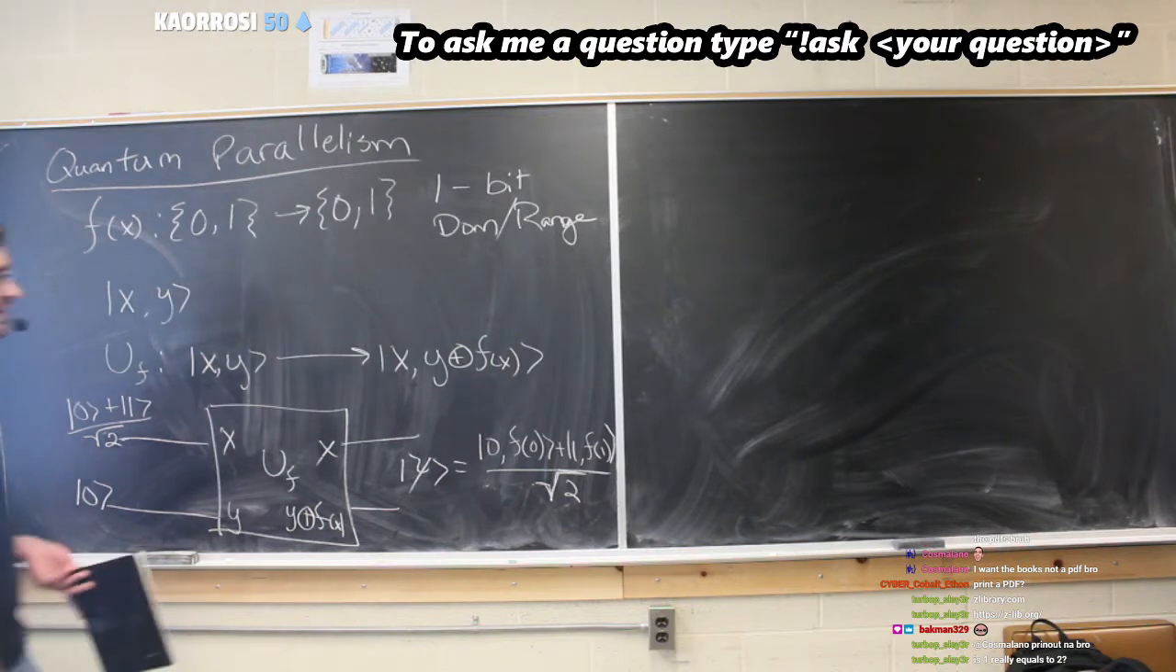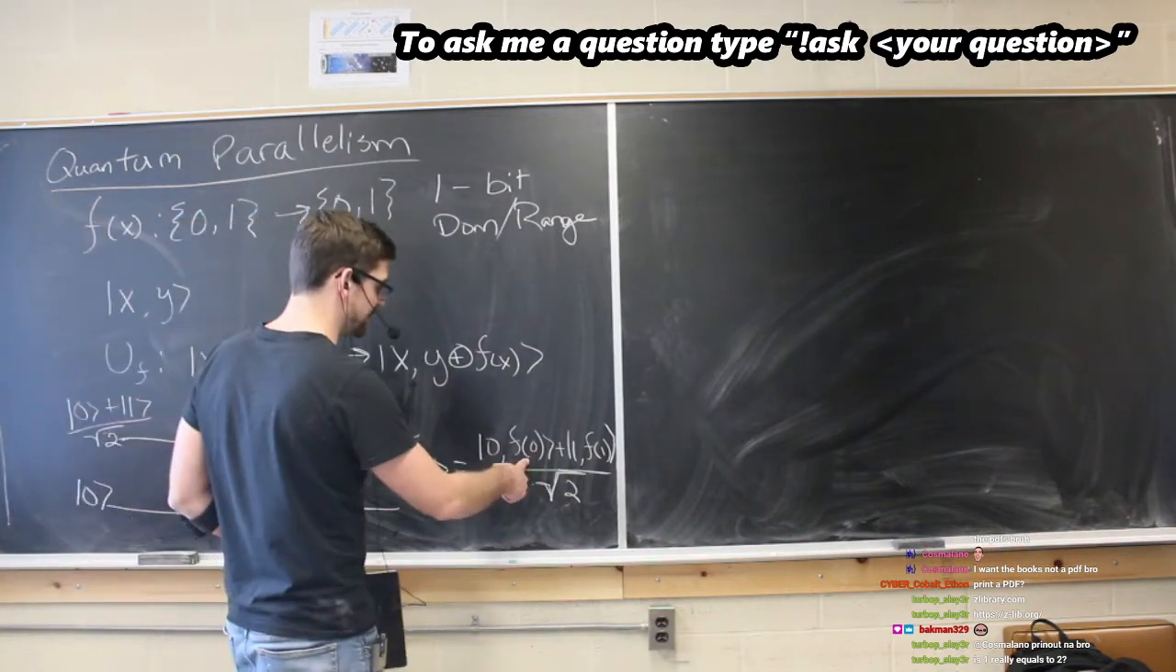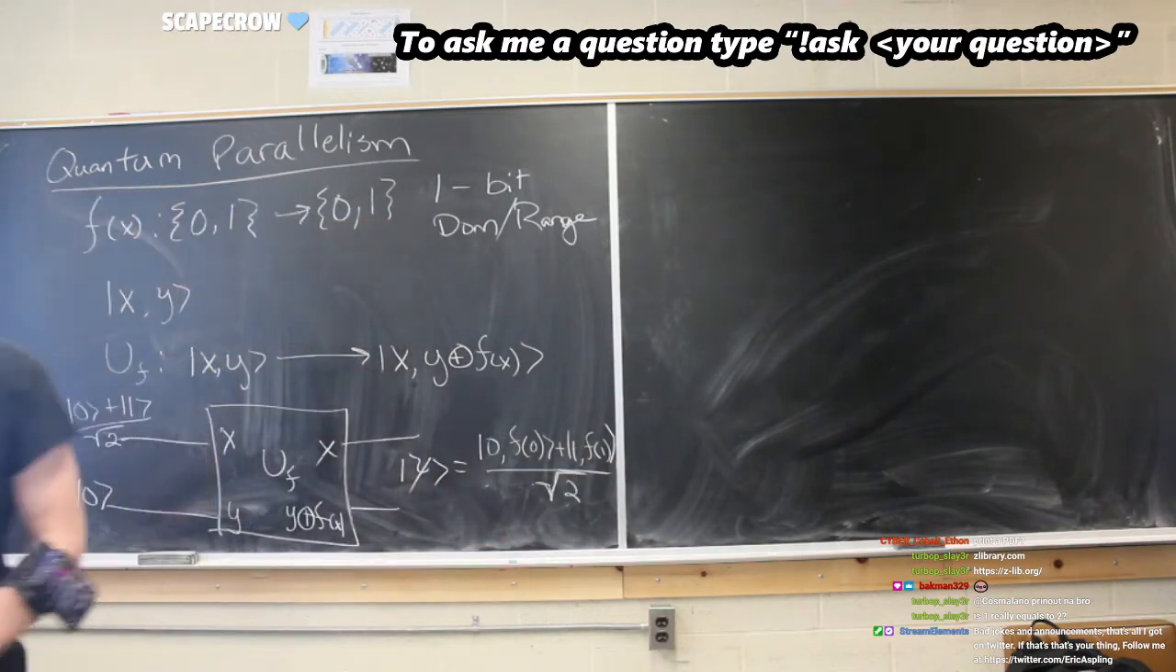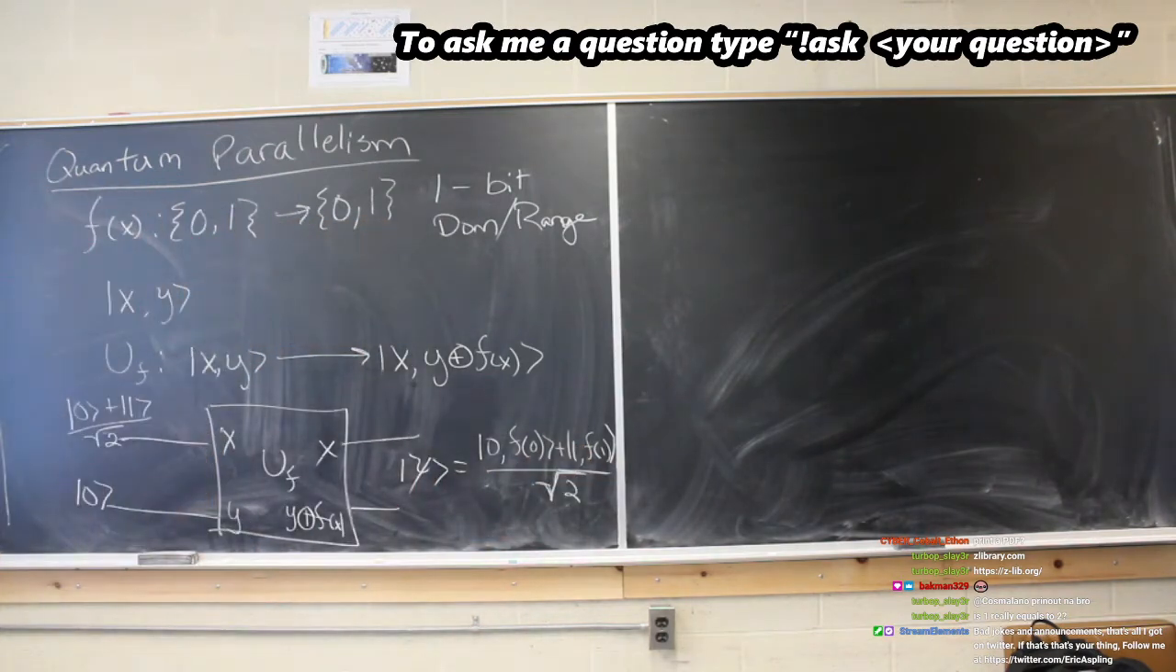So if f of 0 is equal to 0, good. If f of 0 is equal to 1, good. If f of 1 is equal to 0, good. If f of 1 is equal to 1, good. That doesn't matter. It's not going to change. So this is the basic idea.